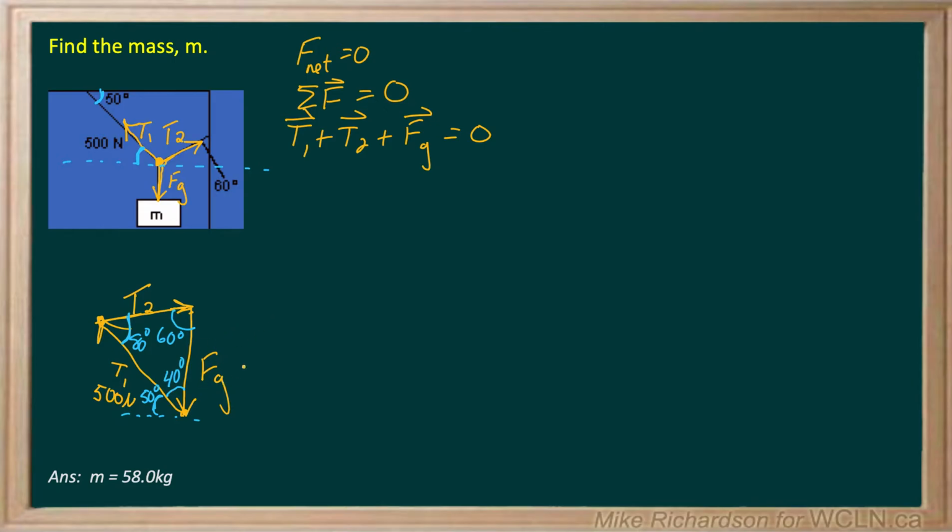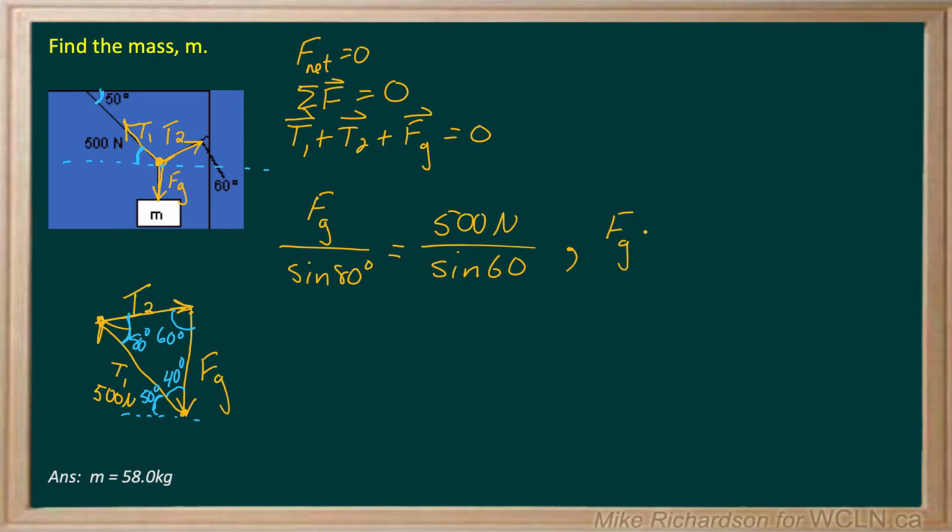So we're trying to find Fg. So I'm going to put Fg at the start of my sine law. Fg divided by the sine of the angle opposite to it. So there's Fg. The angle opposite to it is 80. So Fg over sine 80 equals, now I want to use my known tension, equals 500, which is T1, divided by the sine of the angle opposite to it, which is 60 degrees. So divided by sine 60, and that allows us to solve for Fg.